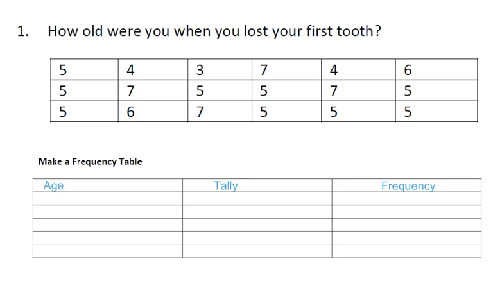So the first thing we want to do after we see our data, our first question is how old were you when you lost your first tooth, is we want to take this data and then make a frequency table with it. So we can see how many survey respondents said they lost their first tooth at 5, 4, 3, and so forth. So let's go ahead and set up our frequency table.